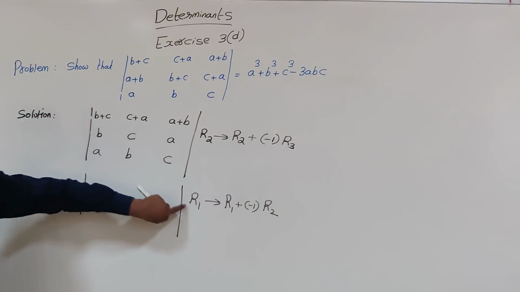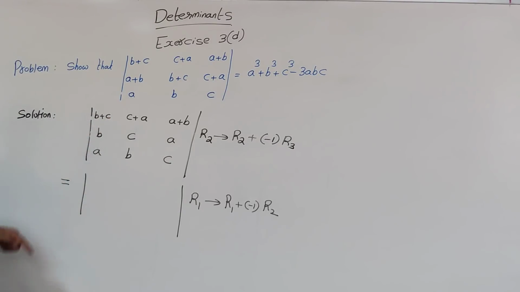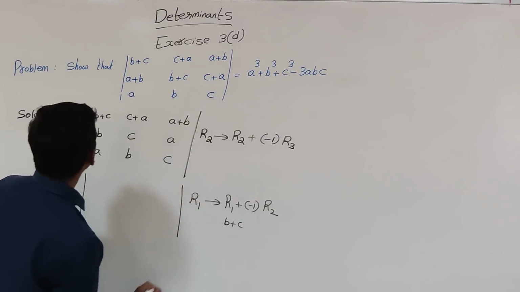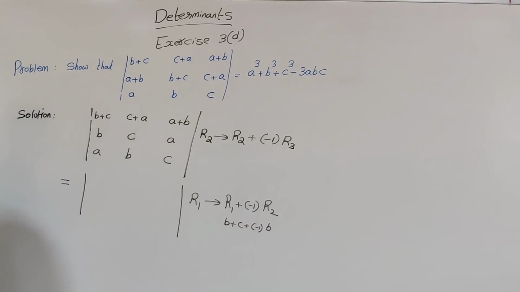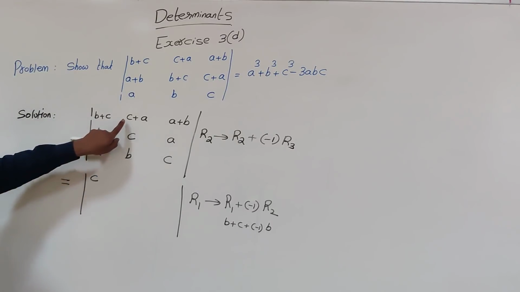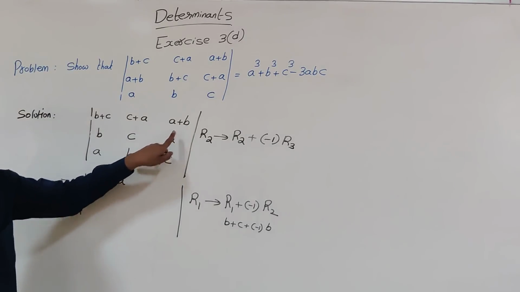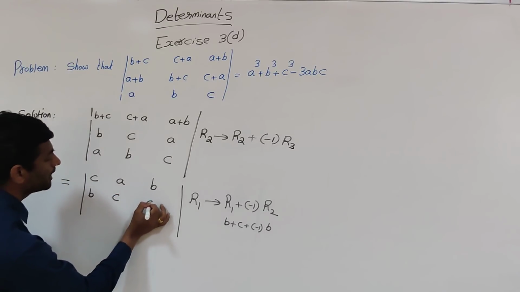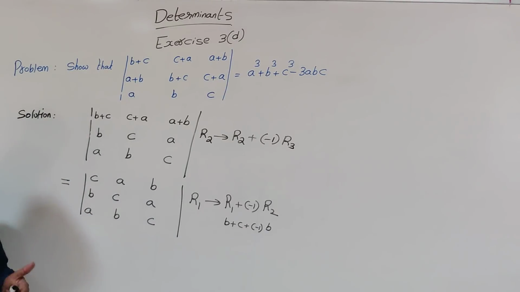Then how the elements will be? Row 1 will be changed. B plus C plus minus 1 times of B. So for time being, for the first element, I am solving this. B plus C plus minus 1 times of B. Then what will be the value? It will be C. Similarly, C plus A minus C, A. A plus B minus A. So B. So C, A, B, and the third row elements are A, B, C. So this is the determinant. And you know how to find out the determinant of the matrix.